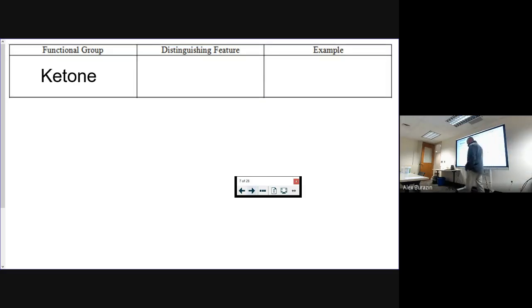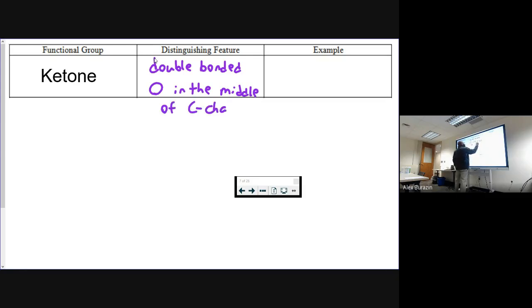Ketone. Double bonded oxygen in the middle of the chain. Now, oxygen can only make 2 bonds, right? When I say in the middle of the chain, what I mean is something like this, where instead of it being on the end of the chain, like the previous example, it's in one of the middle two carbons. Okay. This would be called butanone.